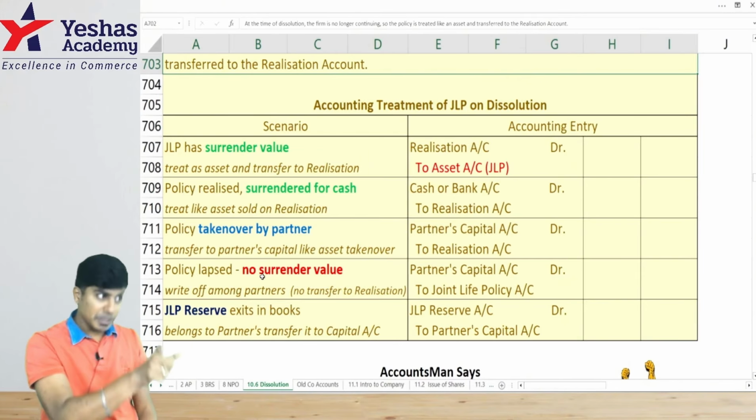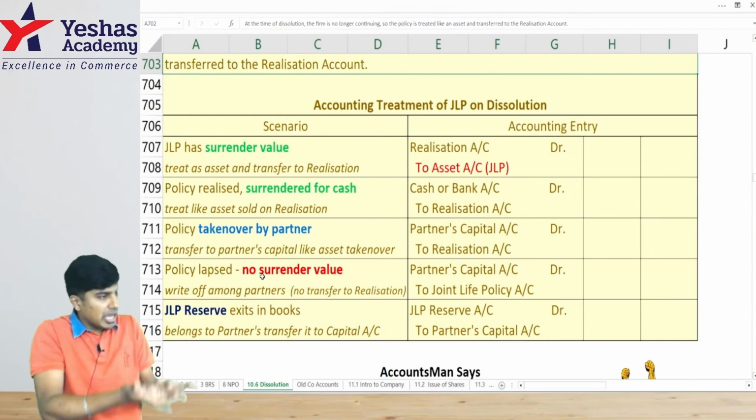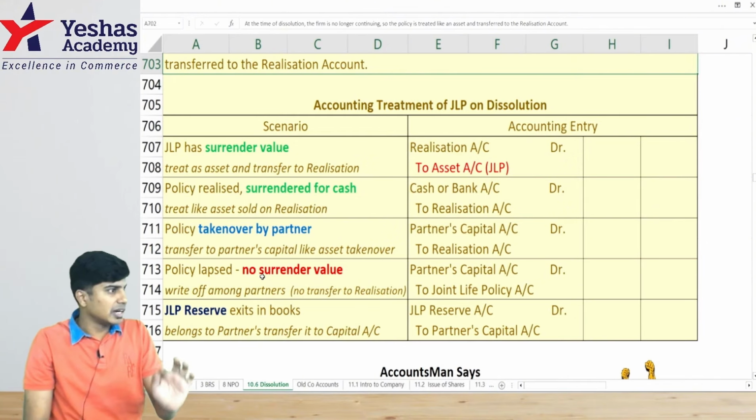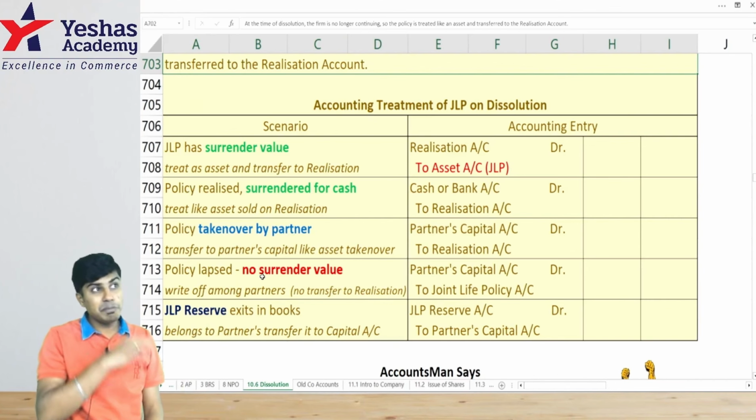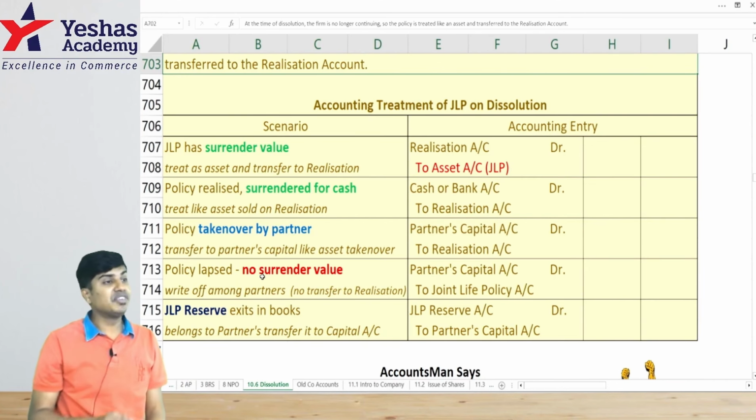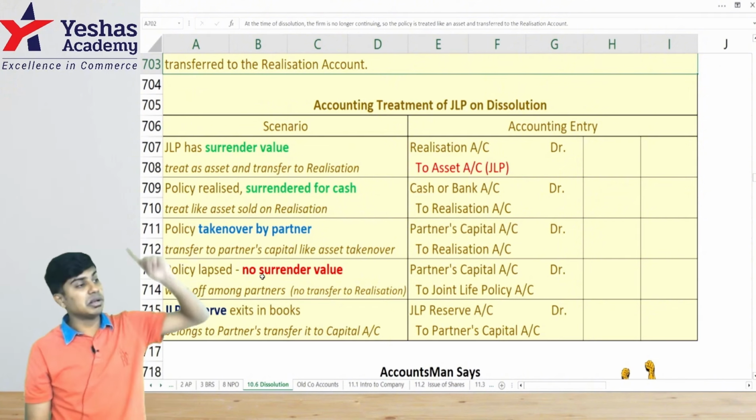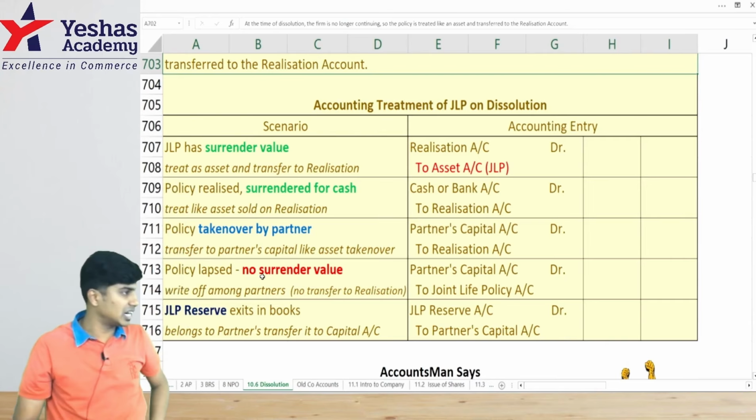If the JLP premium that you pay is treated as an expense, it will go to P&L expense. It will not come in the balance sheet asset. If the JLP premium that you pay is treated as an asset, then it will come in the balance sheet as an asset but at surrender value.